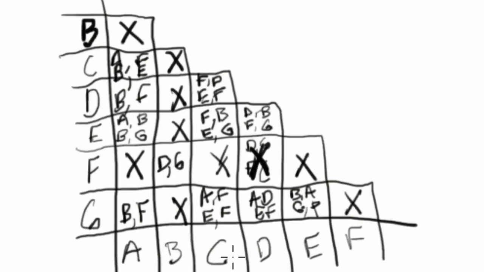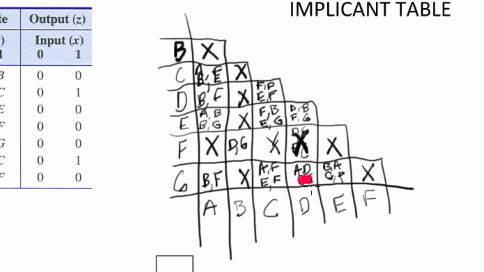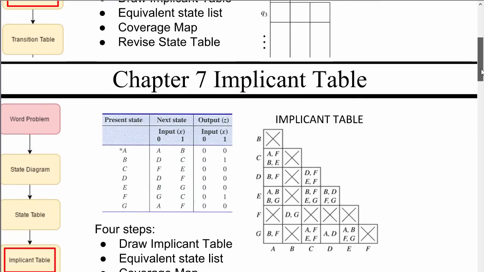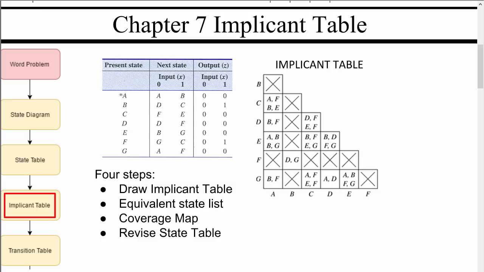So checking my work, it looks like I made a mistake right here. It should be F and F. So I need to cross this out. And here we can see it typed out. Now we're not finished with the implicant table here. All we've done is captured the possibilities.